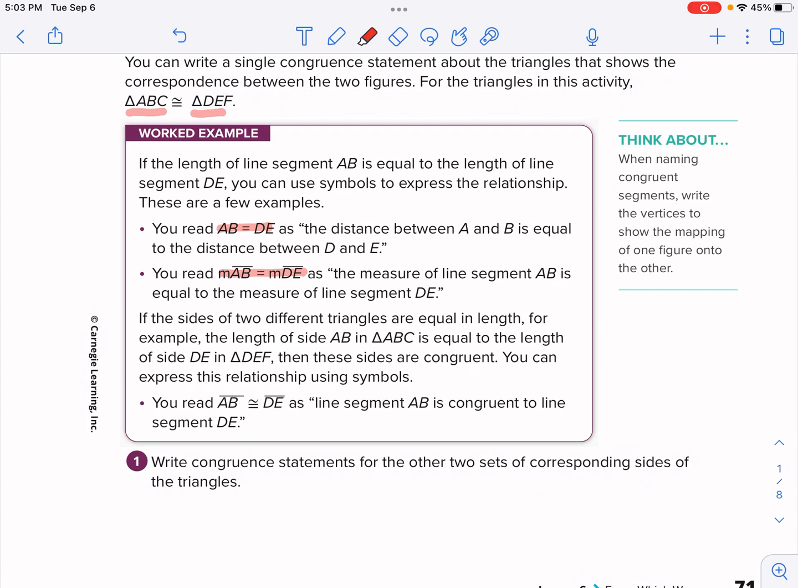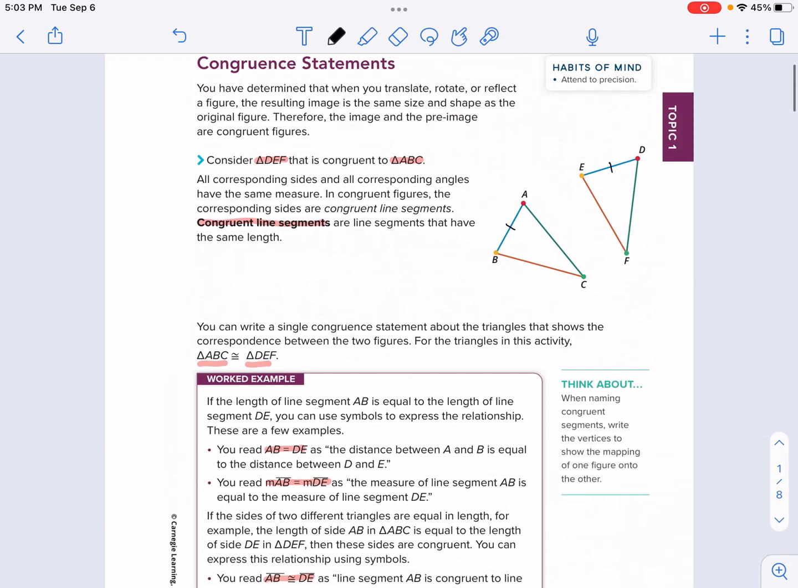And then we're saying that if they have the same shape and size, you can say, finally, line segment AB is congruent to line segment DE. So it has a squiggle and has the 2 equal signs. We're going to, for the first problem, it says write congruent statements for the other 2 sets of corresponding sides of the triangle. So let's go ahead and look up here.